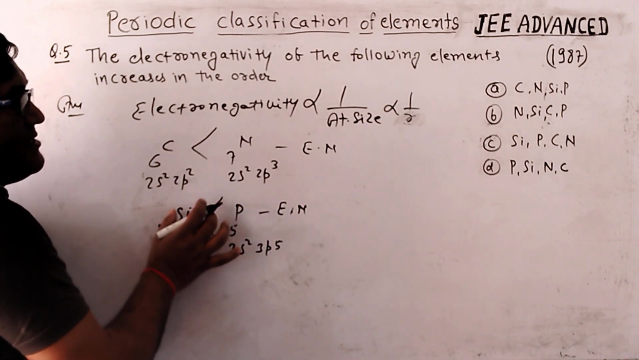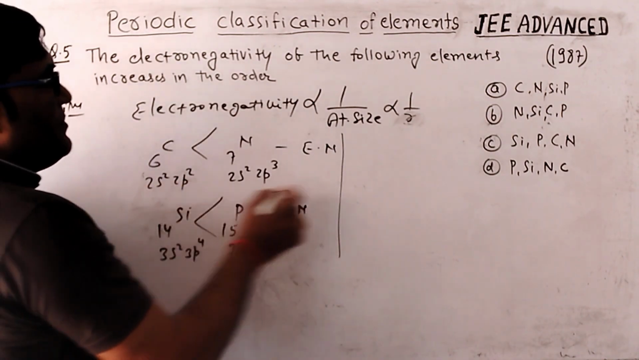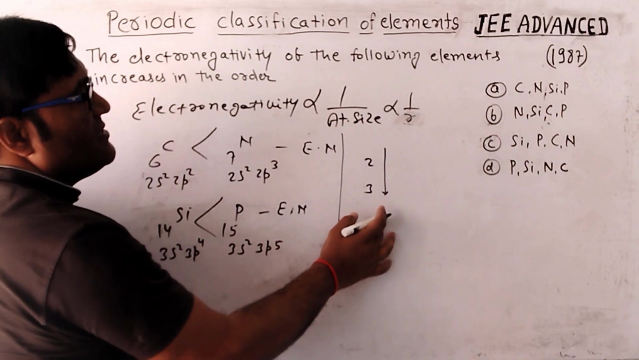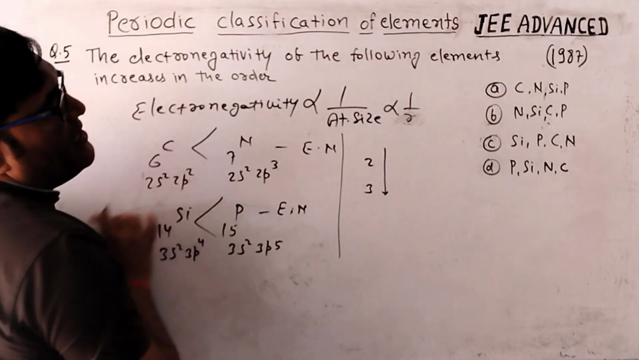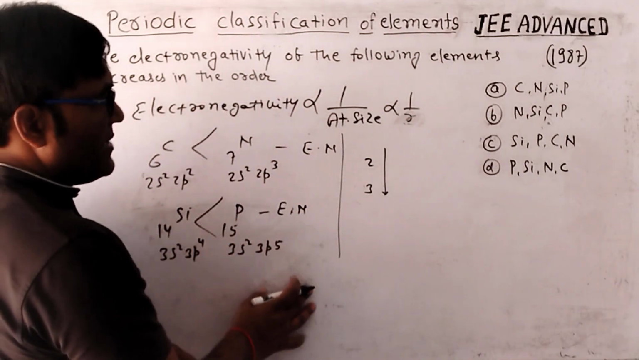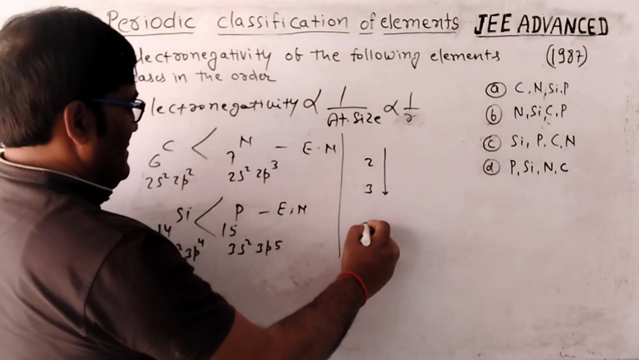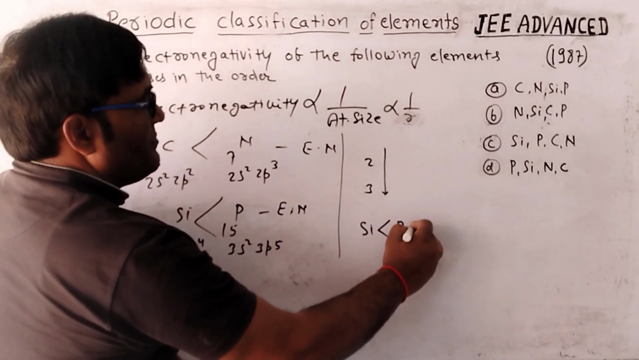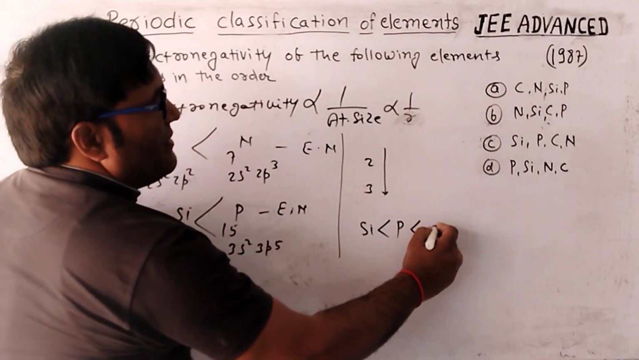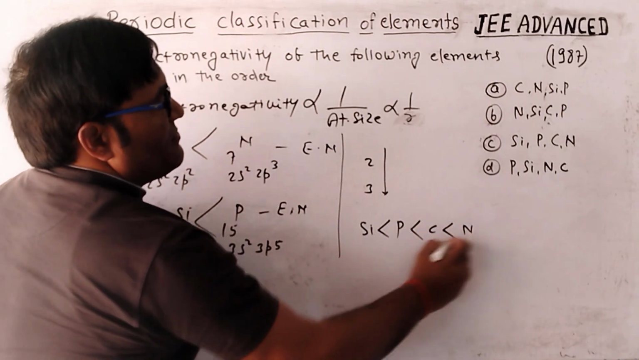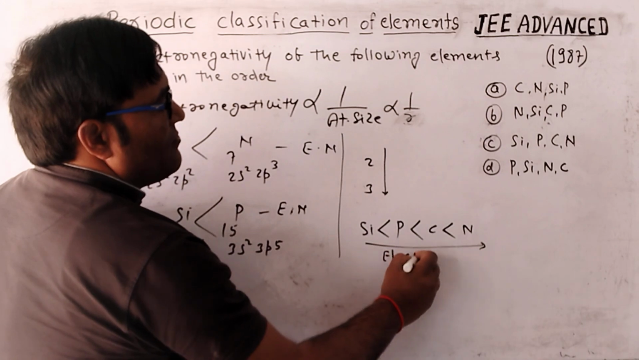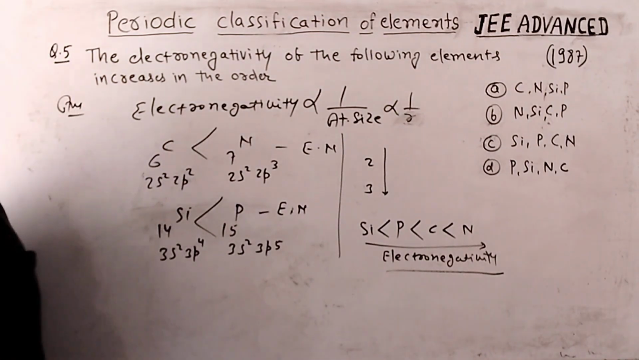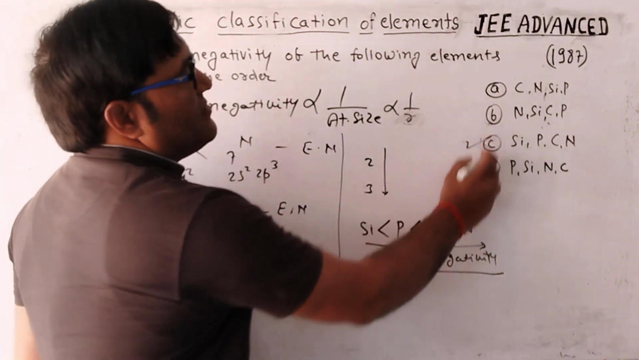Now in period number 2 and 3, top to bottom, with increase in atomic size electronegativity decreases. So the correct order of electronegativity is silicon, less electronegative, after that the more electronegative phosphorus, and carbon is less electronegative, after that the more electronegative nitrogen. This is the correct order of electronegativity of elements. So according to the given options, option C is correct.